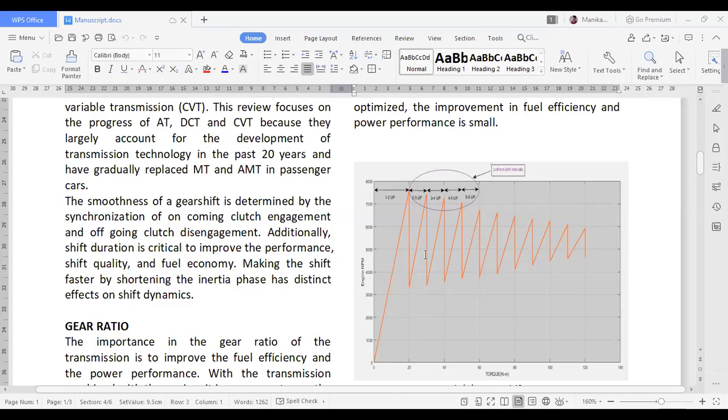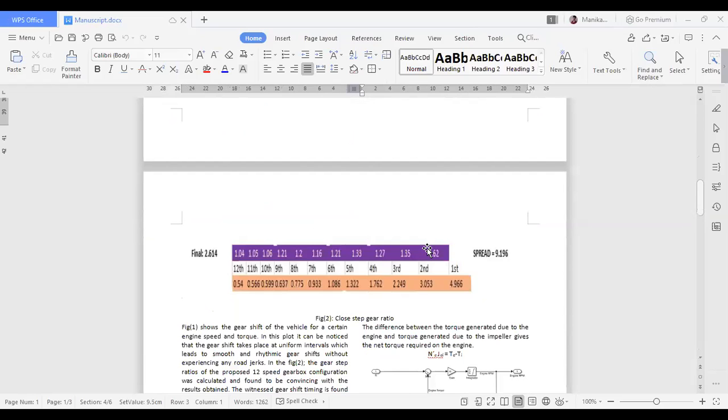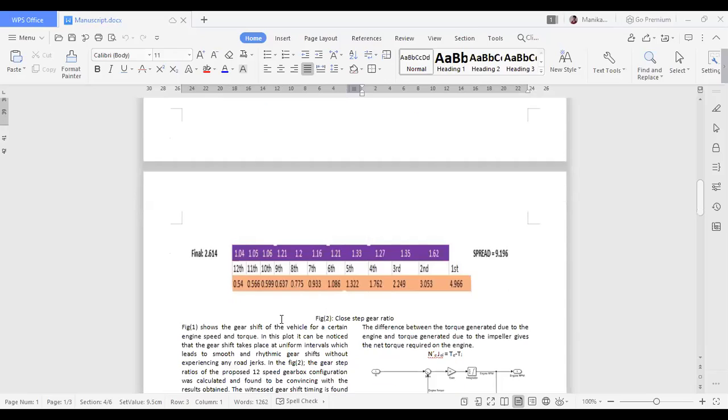And then coming to the gear step ratio, in order to attain these close gear step shift intervals, we have to consider the gear step ratios. For this, I have increased the first gear step and lowered the final gear step. So I got a spread of 9.196 with a final drive of 2.614, and these are the intermediate gear steps.